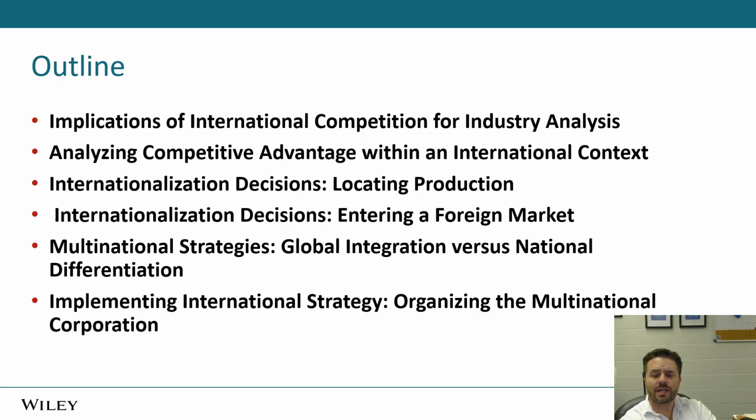Internationalization decisions related to where to locate production, and then the other side of that, how to enter a foreign market, kind of the demand side and the supply side. We'll look at multinational strategies and the whole trade-off between global integration versus national differentiation. And then we'll look a little bit at how to implement international strategy.